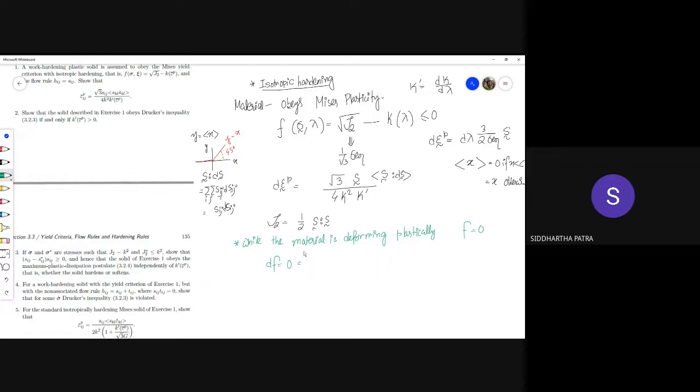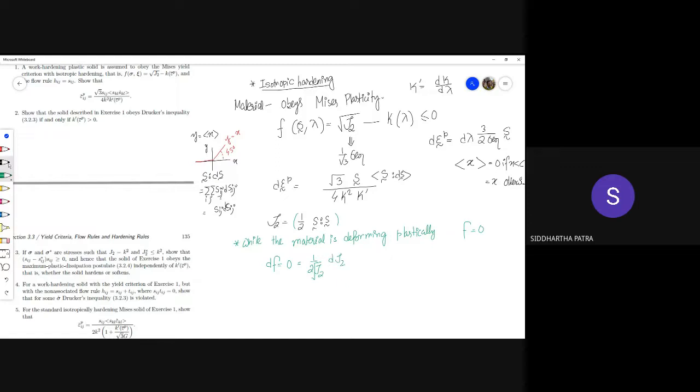Now if I try to take derivatives, first I would take the derivative of the square root of J2 with respect to J2, which would give me 1 over 2 times square root of J2, times d of J2.